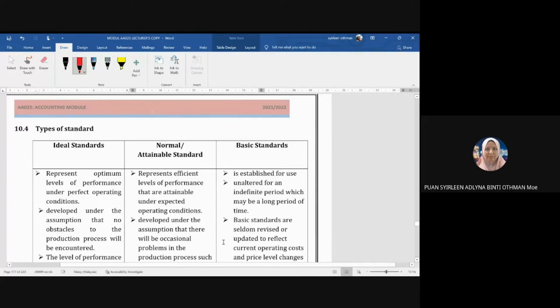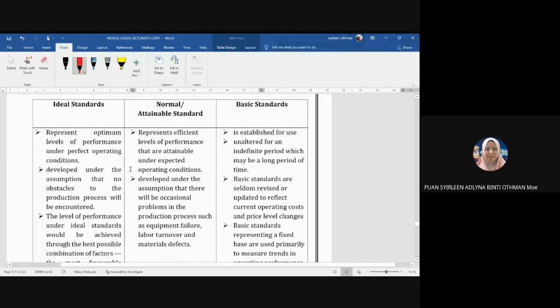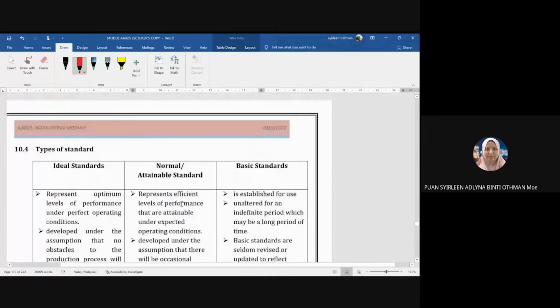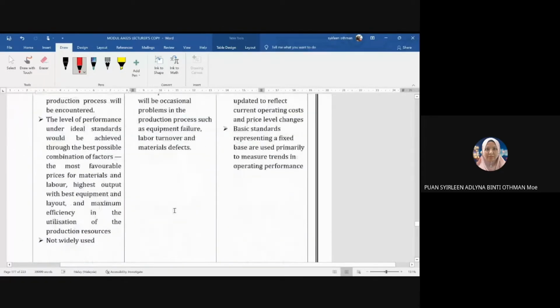Okay, dekat bawah ni just for you to read and for you to understand more. Okay, tapi soalan takkan tanyalah dia punya definition and all. Dia cuma akan tanya senaraikan 3. So 3 tu tadi macam saya cakap, ideal, normal and basic. Alright.